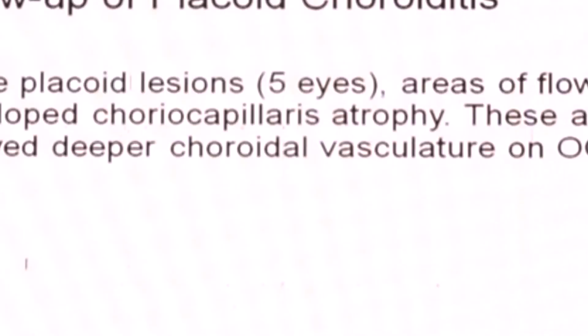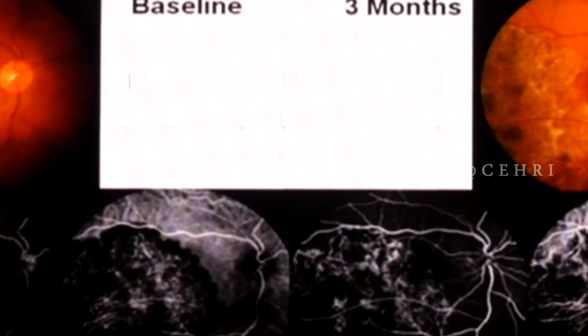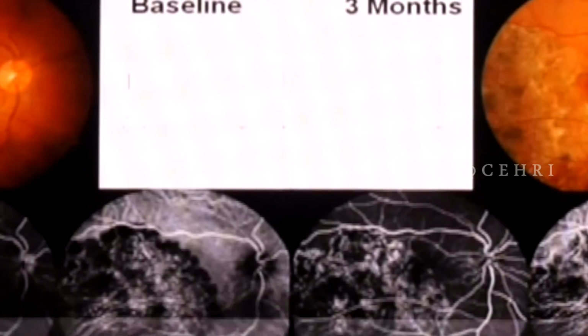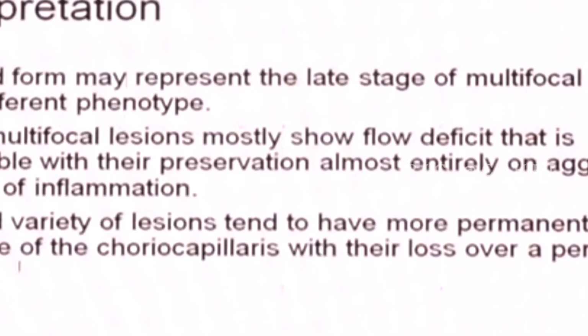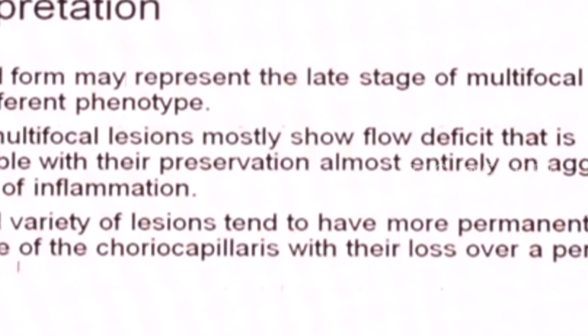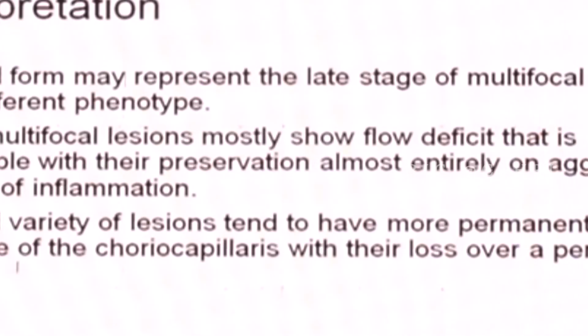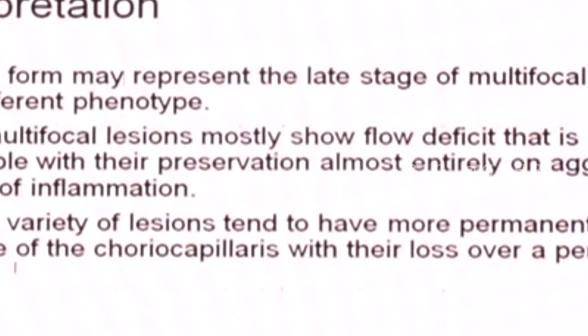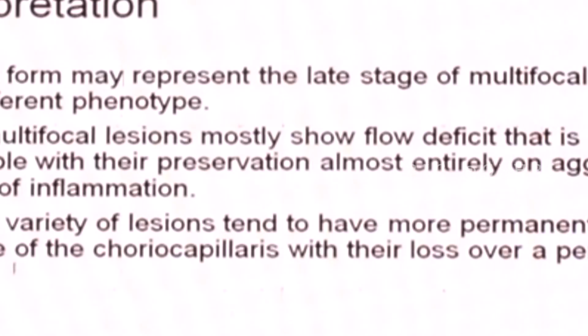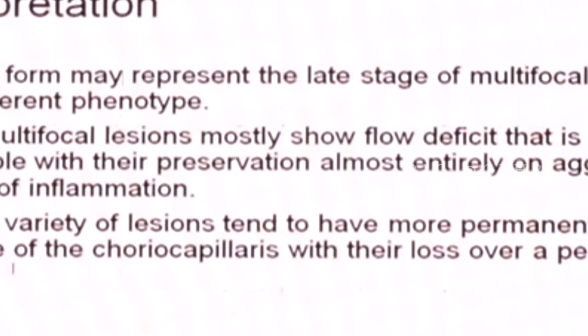Whereas the placoid choroiditis was the bad one. Probably it represents the late stage of the disease, but you don't see the reversibility of flow. You just see the large choroidal vessels and atrophy of choriocapillaries. We interpreted that the placoid form probably represents the late stage of the multifocal variety, or maybe it's a different phenotype, but that's the phenotype that doesn't show reversal.